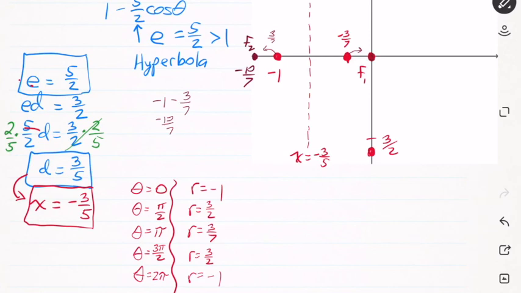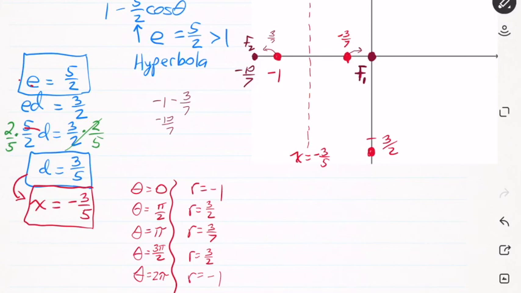So here's my first foci. I'll change the color of it. And there's my second foci. Now remember, those aren't part of the graph at all. And later, I'm going to use my 3/2 and negative 3/2 to help me graph this function.